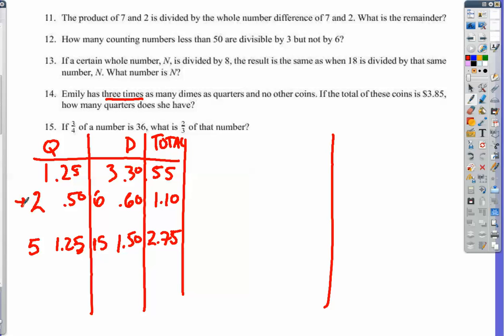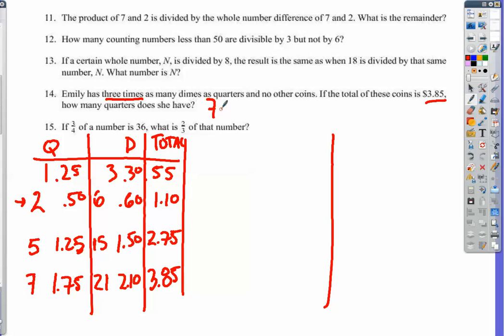So let's try 7. So I'm adding 2 more. 7 quarters, 7 times 25 cents. If I have 7 quarters, I have $1.75. Well, 7 times 3 is 21, so that is $2.10. $2.10 plus $1.75 is $3.85, and that's what I'm looking for, isn't it? So when it asks how many quarters does she need to have, she needs to have 7. So that's one way of doing it.